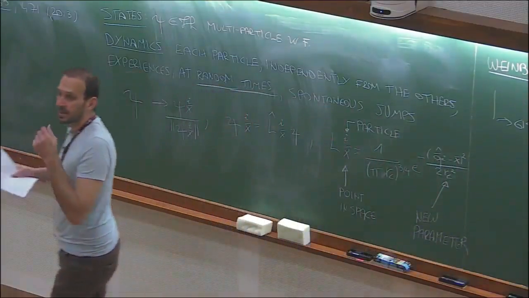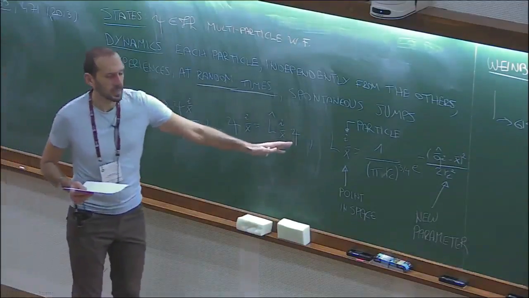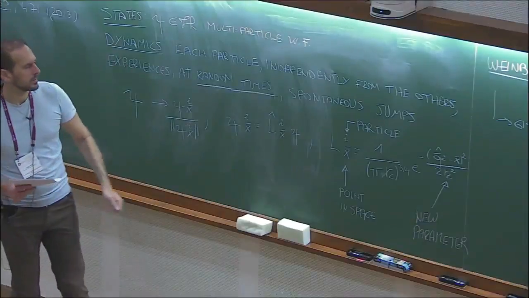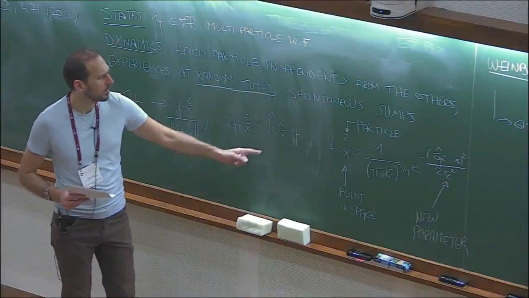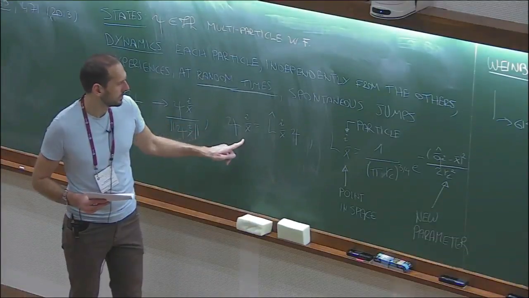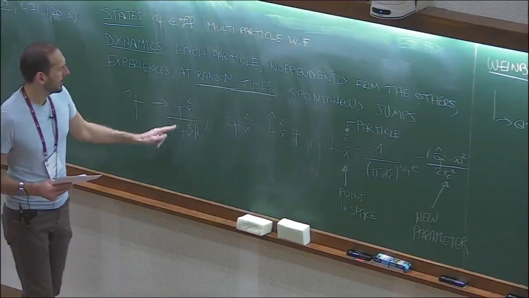So this is the story. You take the wave function, psi, and then at some random time a jump occurs, which mathematically means that the wave function is multiplied by this jump operator, becomes this one, and then you have to normalize.